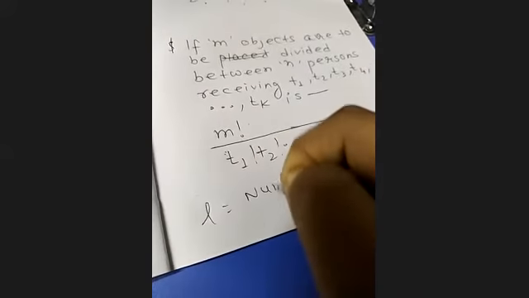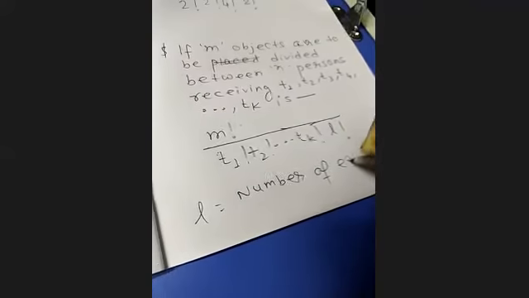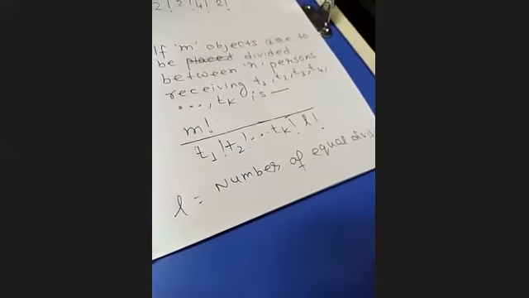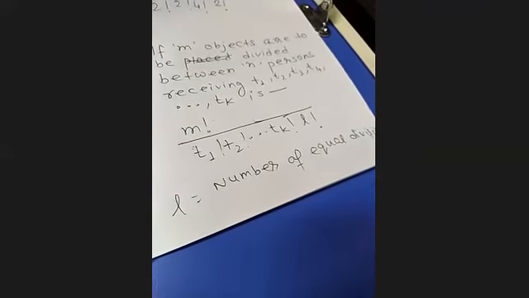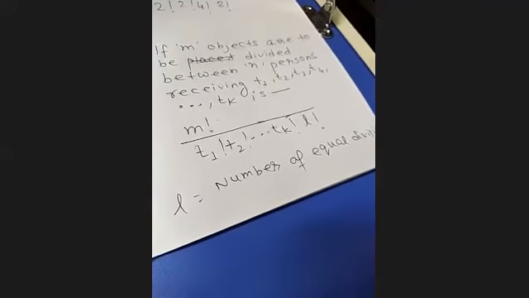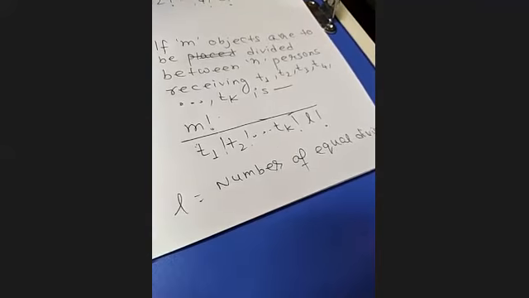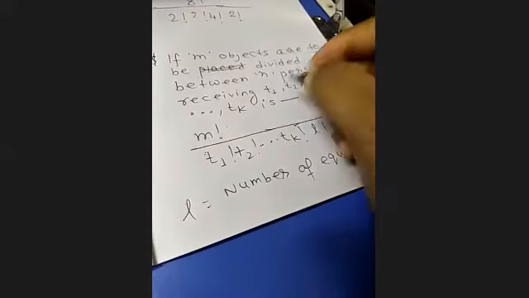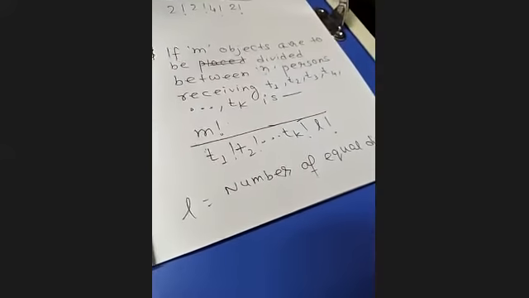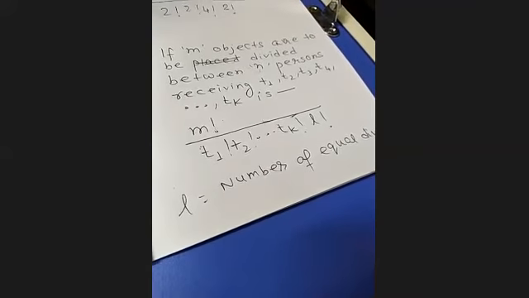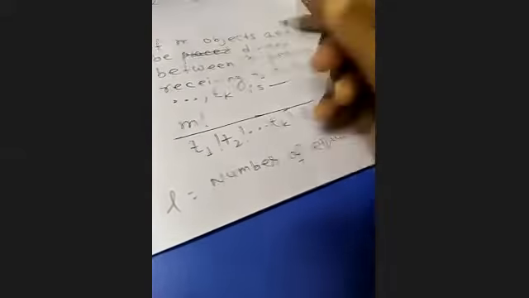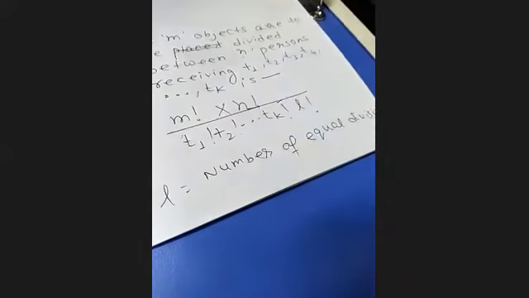into L factorial. So what is L here? L is the number of equal groups, equal divisions. Now, one thing to be noted. Suppose the statement says among n persons. What is the meaning of telling n persons here? There must be a significance, otherwise it should not have been given in the statement, right? So in that case, we should multiply it by n factorial.